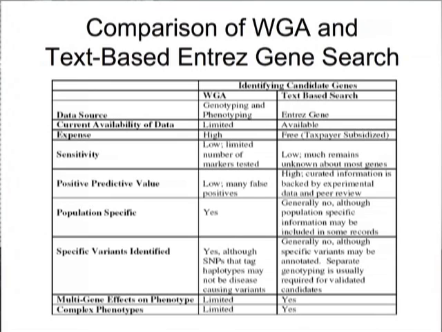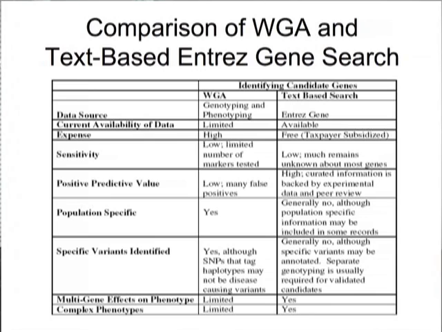Positive predictive value is essentially how believable a positive response is, and in the case of whole genome association, that's low because most of the results that have been published in whole genome association are false positives. In the case of the Entrez Gene query, the data that's in the database has been curated, multiple rounds of peer review, and I'll show you. I did the analysis. You'll find that the positive predictive value is very high.